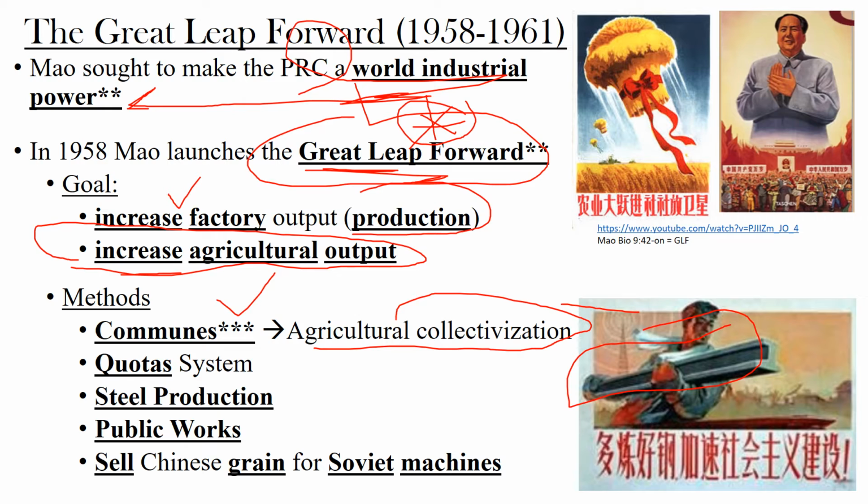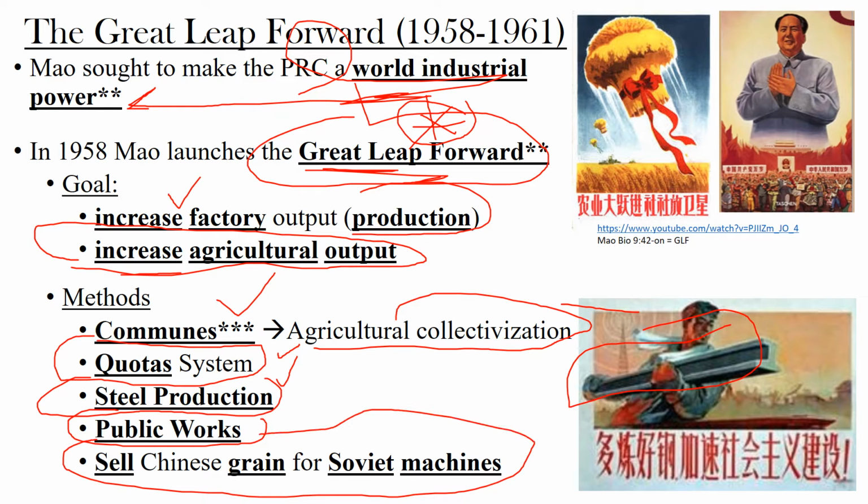Excellent question. A quota system, where they're going to take the food that is produced, like Stalin. Yes, great job. Steel production. Yes, indeed, though we're going to see that the Chinese communists don't do this quite as well. Public works projects, that was kind of similar, but a little bit different. And they are going to sell Chinese grain for Soviet machines.